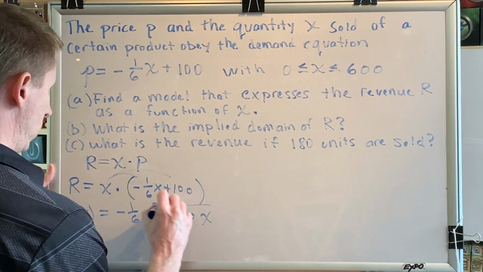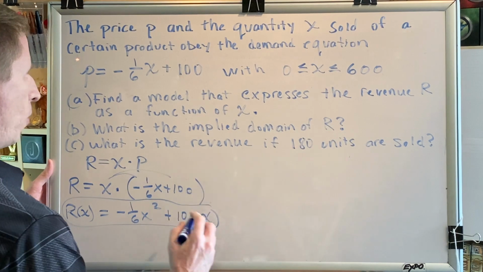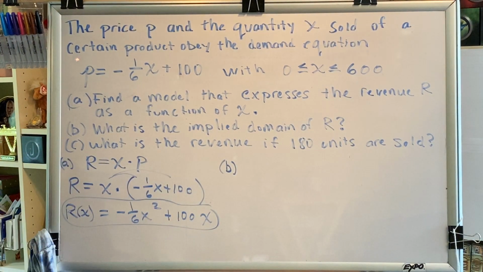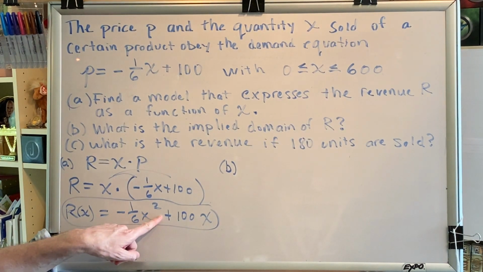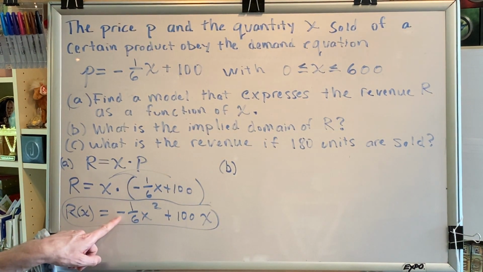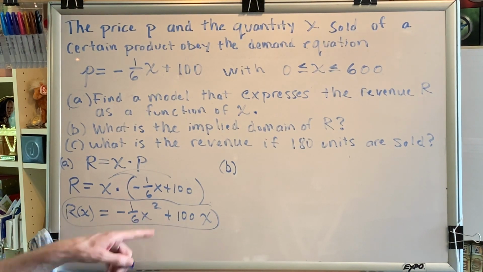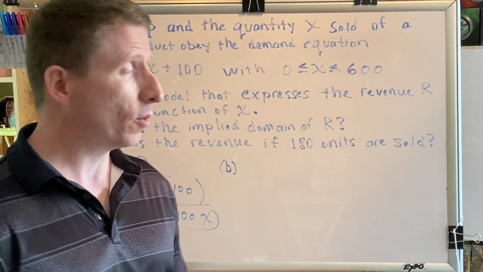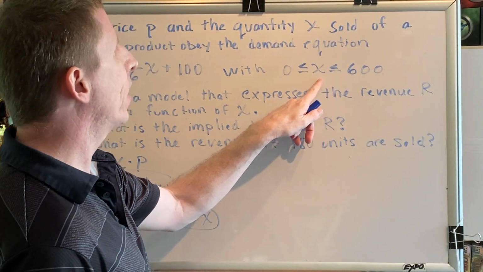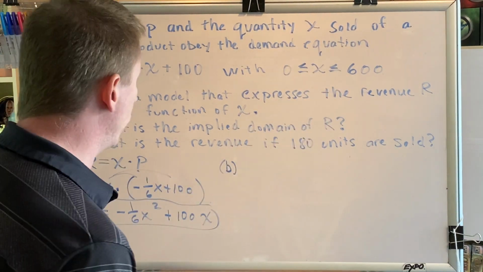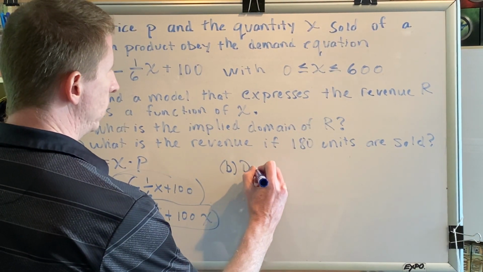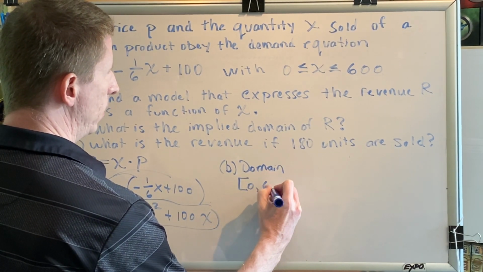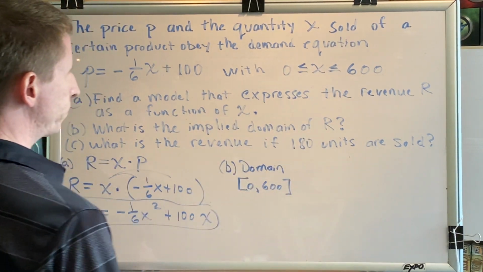Part B. What is the implied domain of R? All right, well, domain is the allowable values of your input for your function. In this case, the variable is X. So we're looking for what are all of the allowable values of X. Good news, it's given to us in the problem. These are the allowable values of X. X must be between 0 and 600 inclusive. So our domain is bracket 0, comma, 600, bracket.